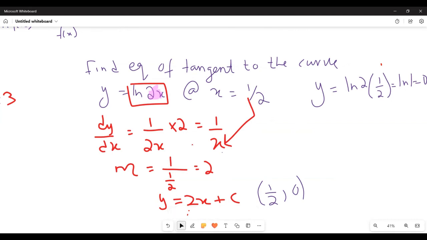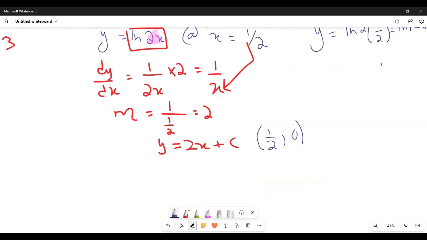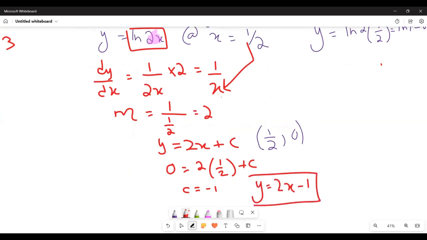So substitute half comma 0 here. 0 equals 2 times half plus c. So c equals minus 1. So the equation of the tangent is y equals 2x minus 1.